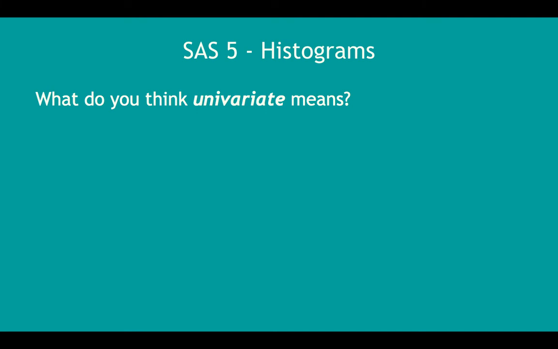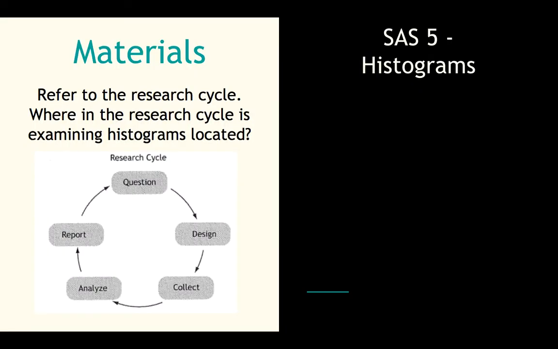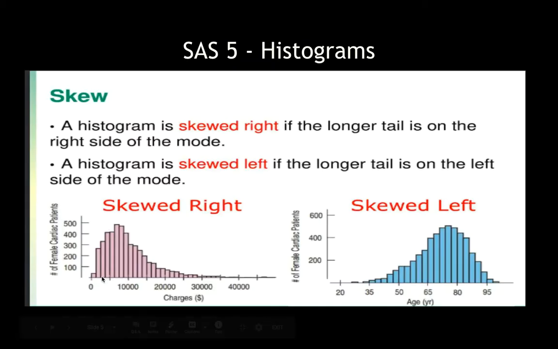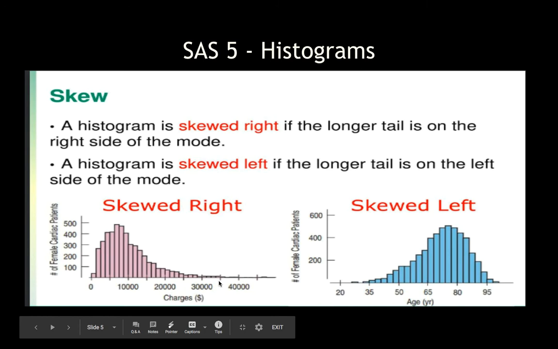So what do you think univariate means? Uni is a prefix that means one. Variate is a variation of the word variable. So it means there's only one variable. So we're only talking about one thing. Go back to one of these histograms right here. We're only talking about one value. The charges here and the age here.